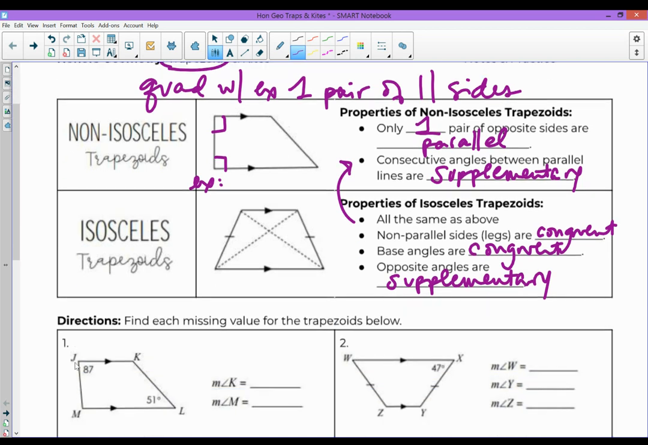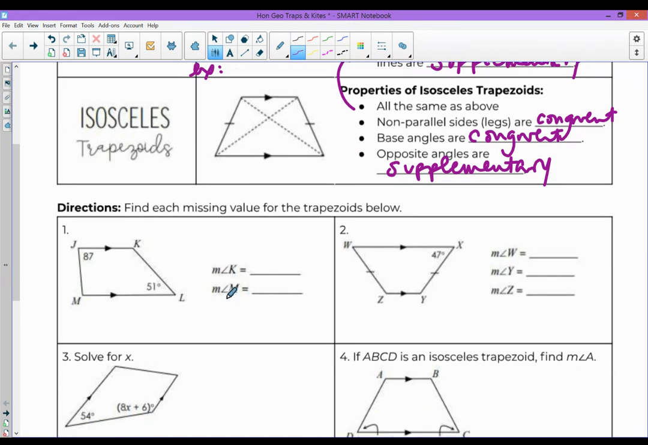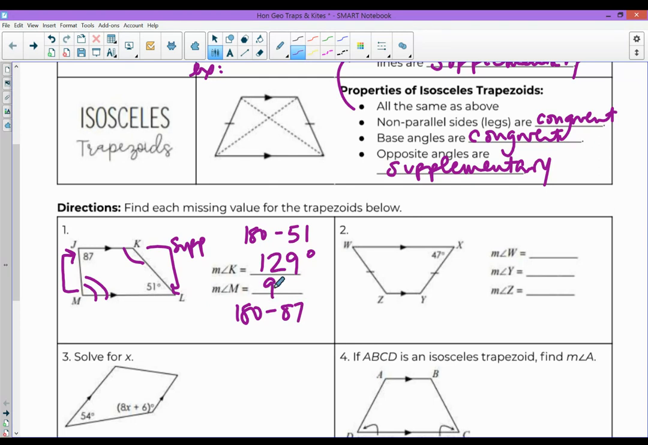All right, so we'll use that information to help us solve some of these problems down here. We want to find the measure of angle K and the measure of angle M. To find the measure of angle K, I look here. That is going to be supplementary with angle L. So I do 180 minus 51 to get 129 degrees. And then the measure of angle M is going to be supplementary with angle J. So I do 180 minus 87 to get 93 degrees.